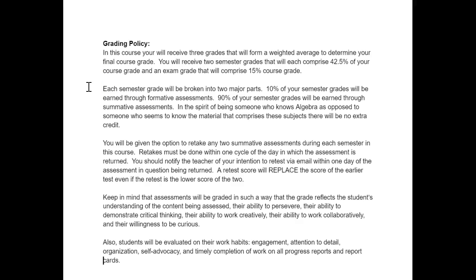The semester grades will be broken into 2 parts. 10% will be your formative assessments, which are things like quizzes and the like. The other 90% is your summative assessments, which are your major tests, which there'll be 12 of.